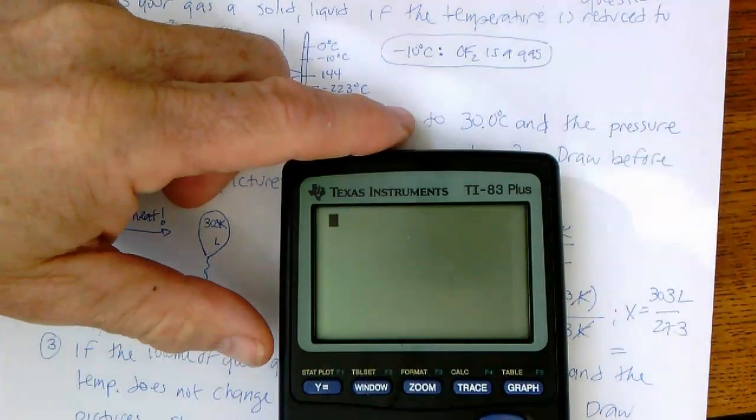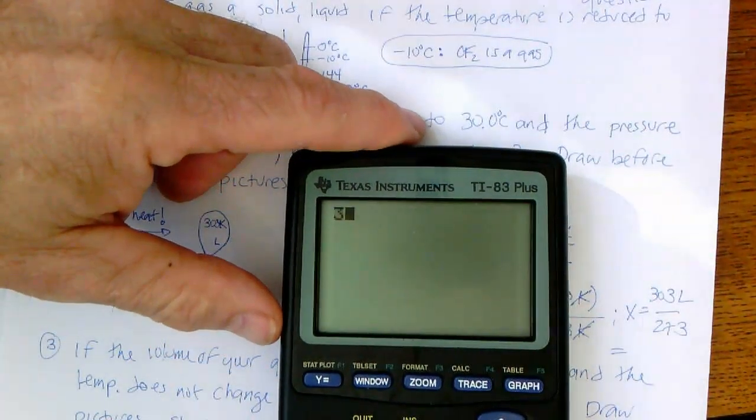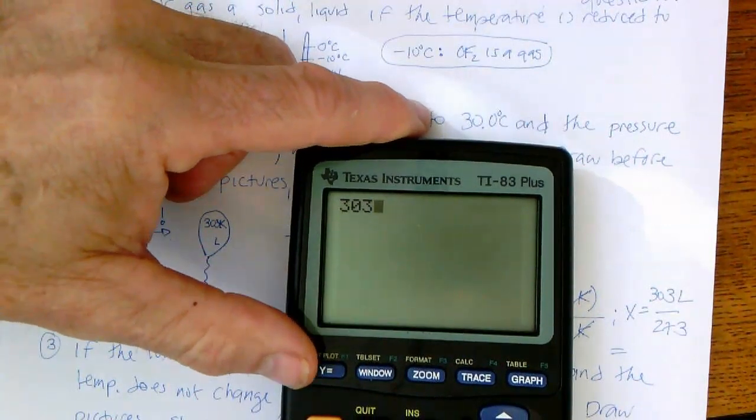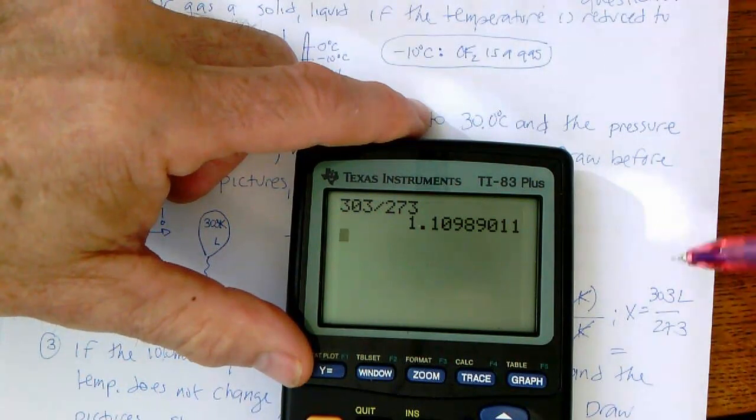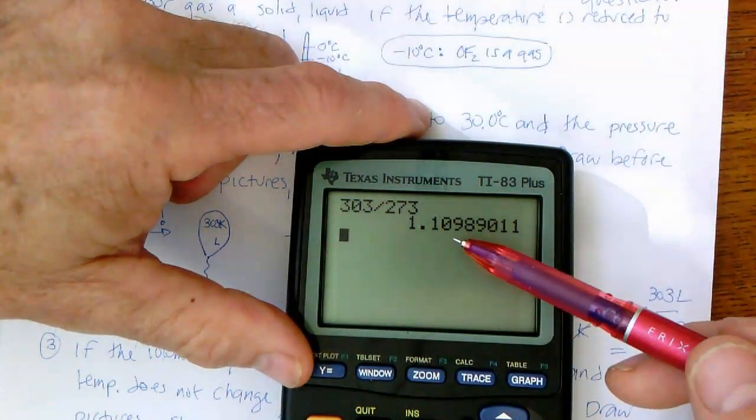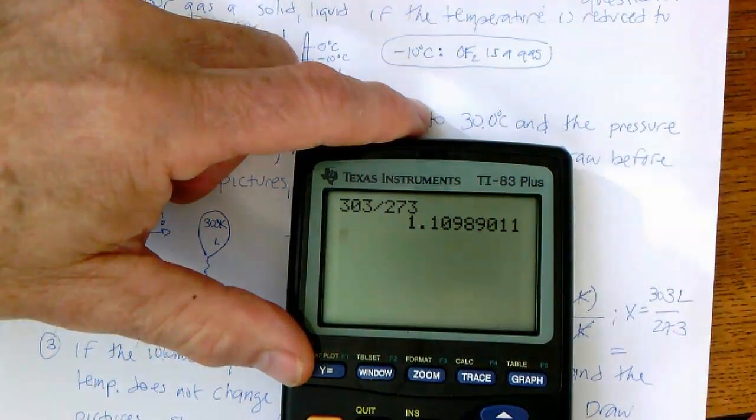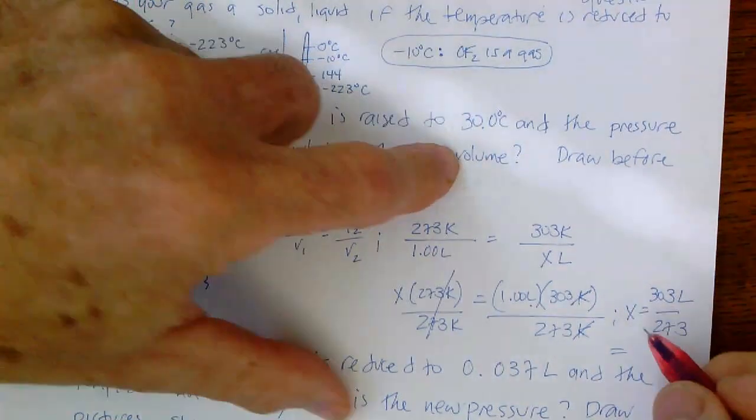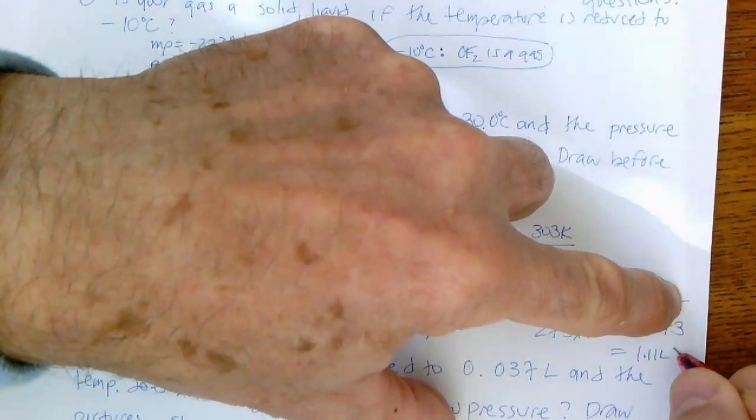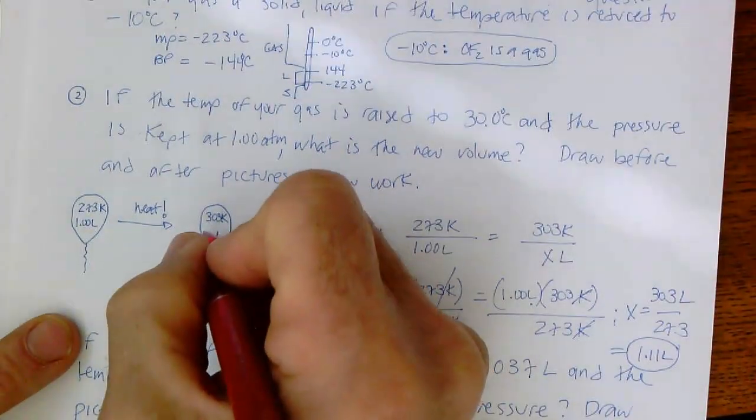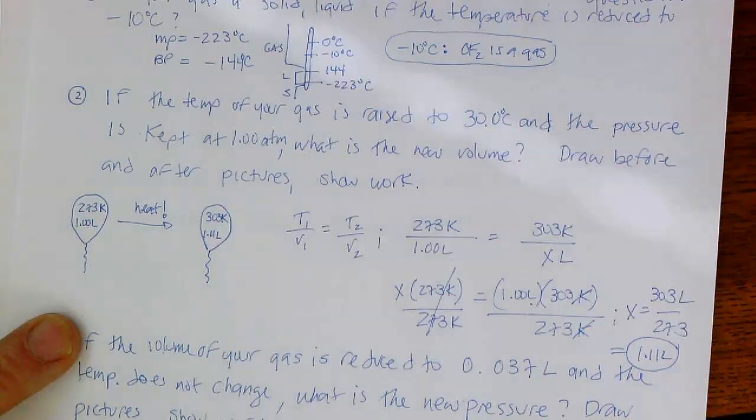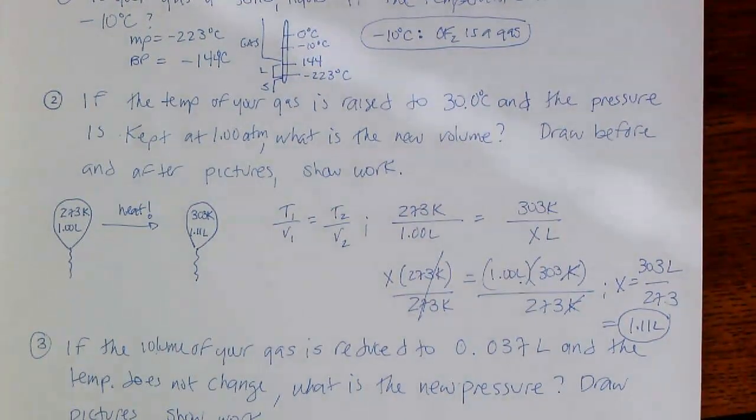303 divided by 273 equals, now everything had 3 significant figures, so I'll keep that. Looks like it rounds to 1.11 liters. I'll circle that. That's what we expected. It just got a little bit bigger. 1.11 liters, and that's problem number 2.